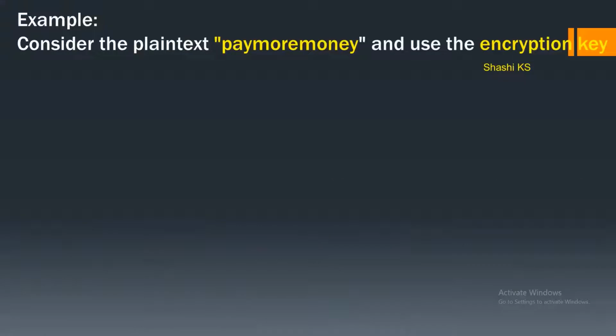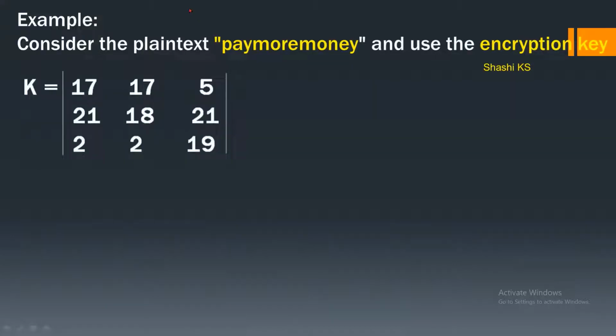So let's learn about this Hill cipher with an example. Let's say our plain text is "pay more money". I need to make use of an encryption key, which is specified here. As I told already, the encryption key might be generated by the sender and shared secretly with the receiver, or it might be generated by a trusted third party. So here I have the plain text, which is pay more money.